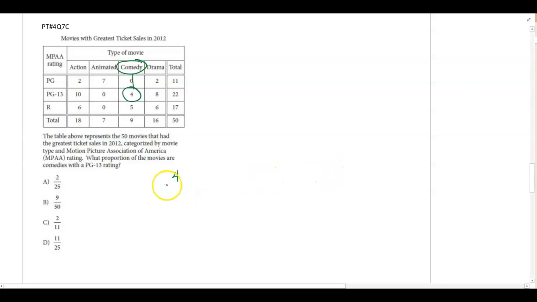That's 4 out of how many? 50 total movies. Therefore, when I look, 4 out of 50 is not an option here. So what can I do with this fraction? Reduce it by dividing by 2. You would get 2 over 25, which is letter A.